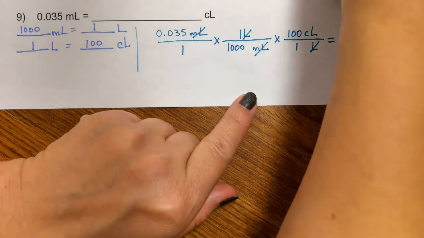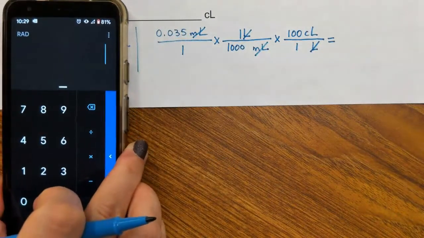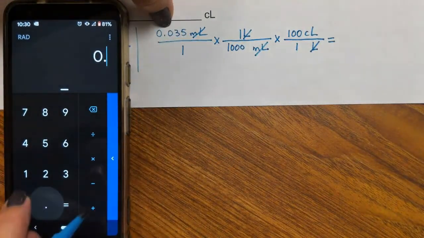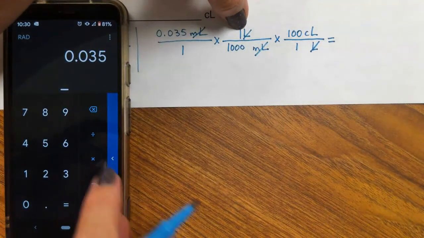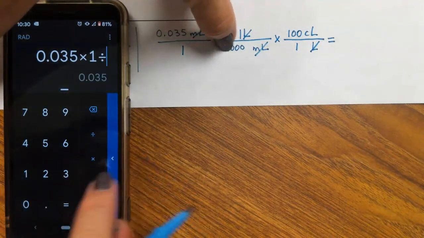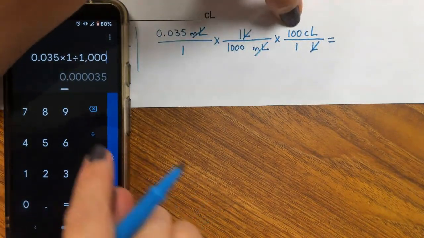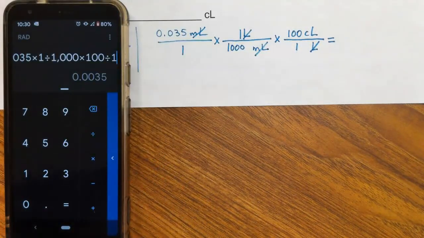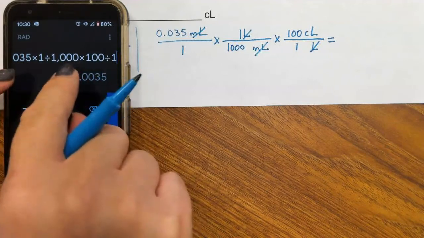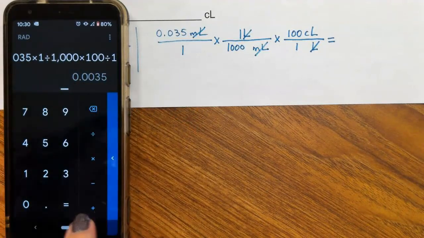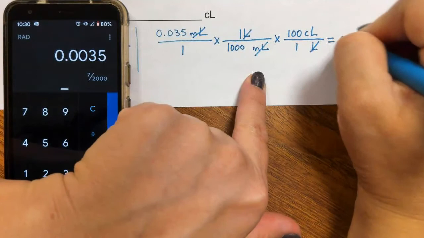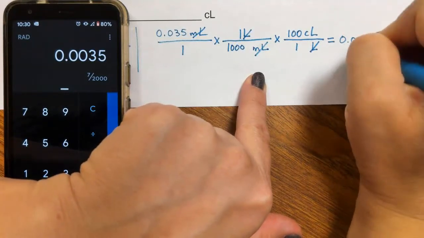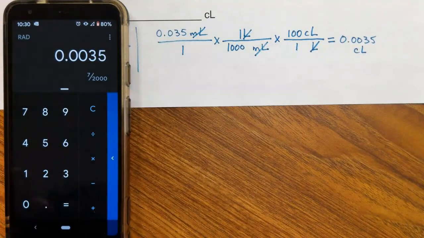So now I can go to my calculator and type in my first number, 0.035, times the top divided by the bottom, times the top divided by the bottom. And that's what we have here. Times 1 divided by 1,000 times 100 divided by 1 equals, and we get 0.0035 centiliters as our final answer.